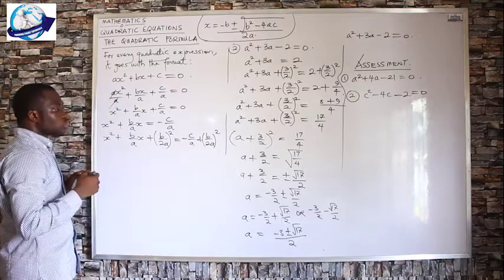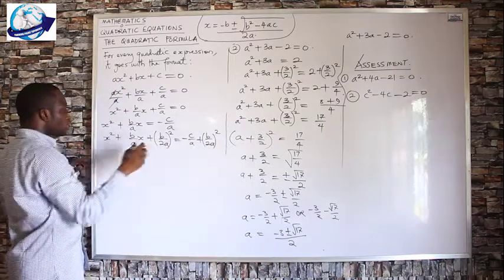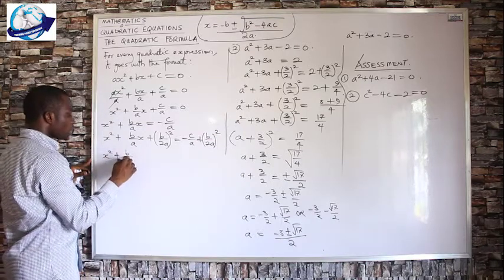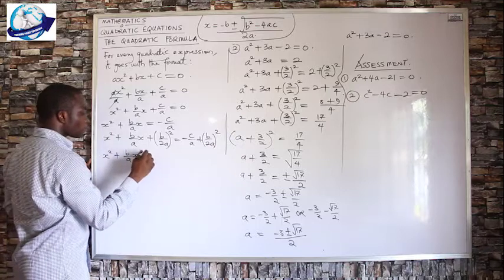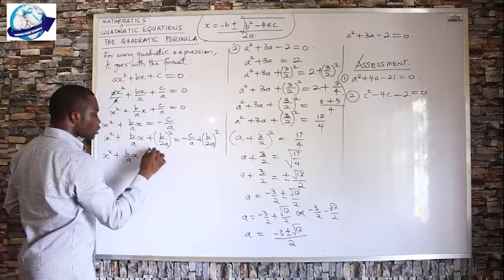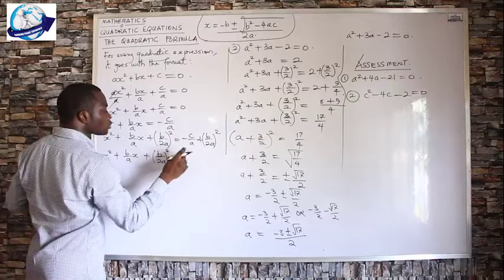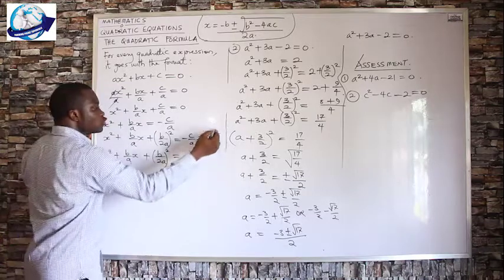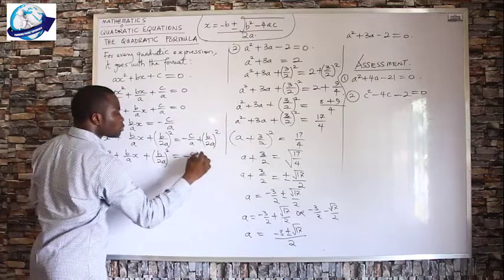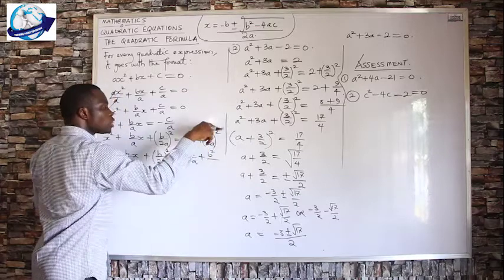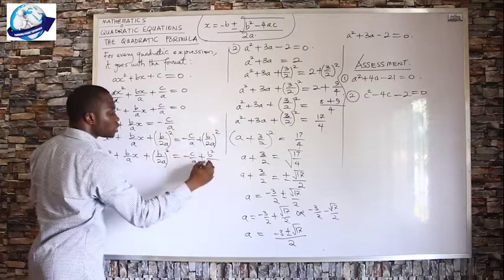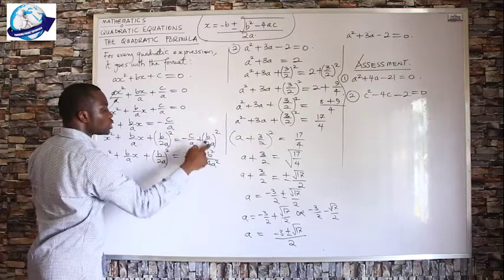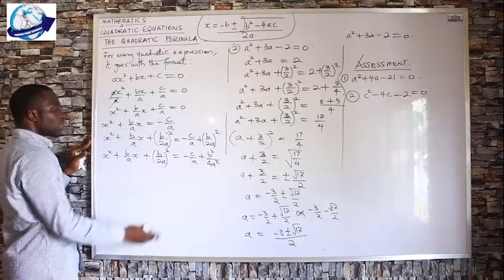So this is what I'm having. At the end of the day, you know what to do. You can expand that side, simplify it, and then you are good to go. So x squared plus b over a x plus b over 2a all squared equals, then you expand it, minus c over a, and then b squared over 2 squared, then a squared. 2 squared is 4, then a squared gives you a squared. So at the end of it, you can simplify it.